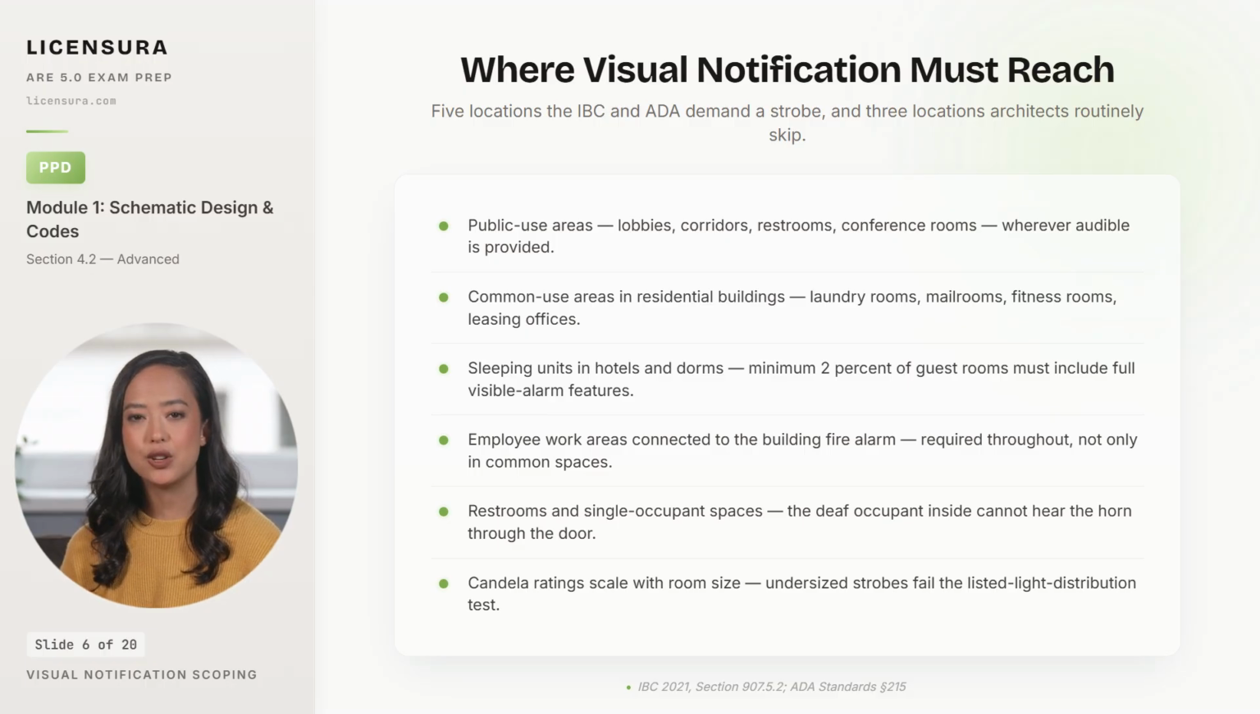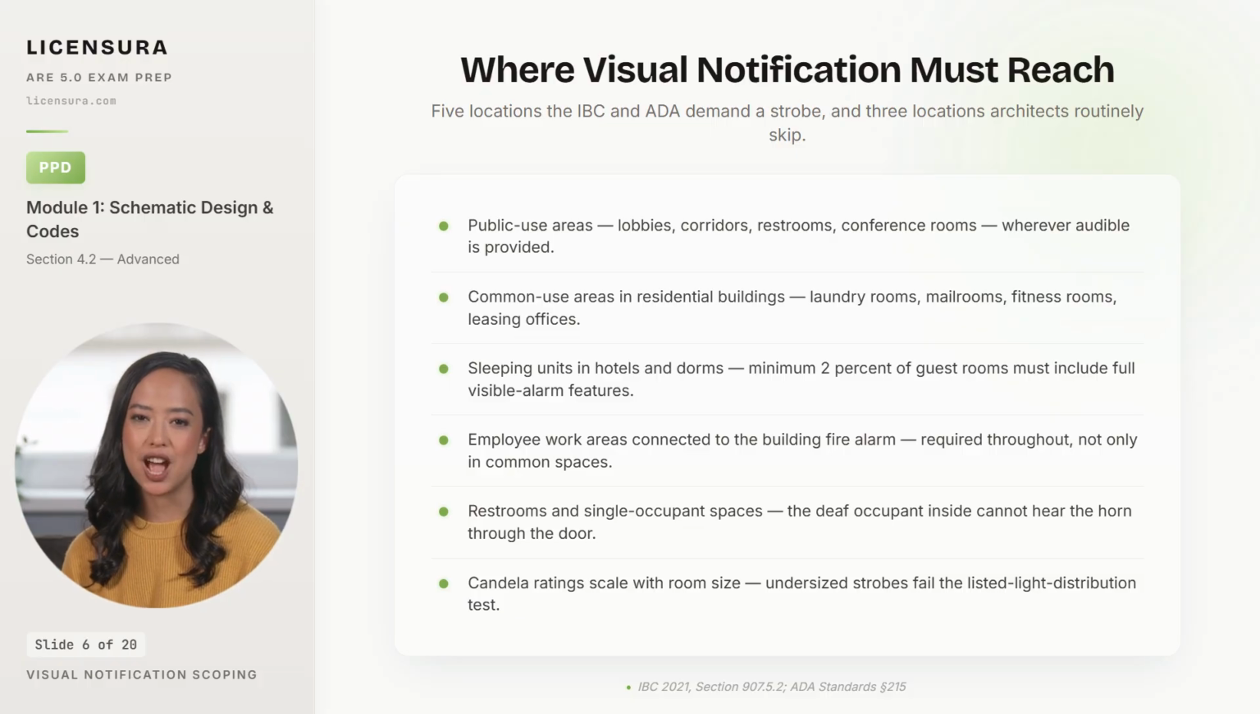Third, hotels and dorms must deliver full, visible alarm features in at least 2% of guest rooms, never less than 1 room, and the room types must include accessible suites. Fourth, and this is where architects lose ADA points on plan review, employee work areas need visual notification too, not only the public-facing spaces, whenever the building fire alarm system reaches them.